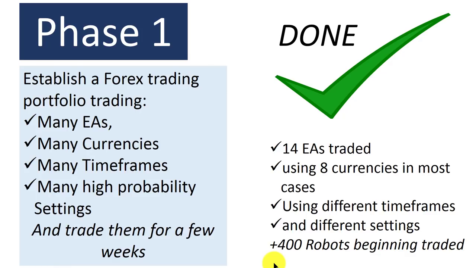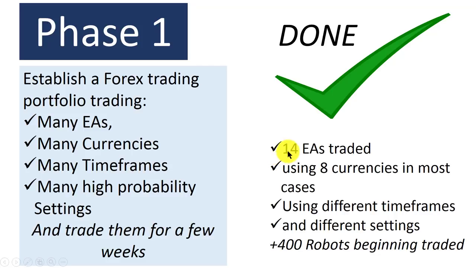Now just to remind you, phase 1 is the phase where we established a trading portfolio of many EAs, many currencies, many time frames, and many high probability settings. And we trade them for a few weeks. Now this is done just before my holiday. We established that portfolio and got it trading. So while I was away on holiday, the portfolio just kept on trading on a set and forget basis, and I came back and I am now analyzing those results.